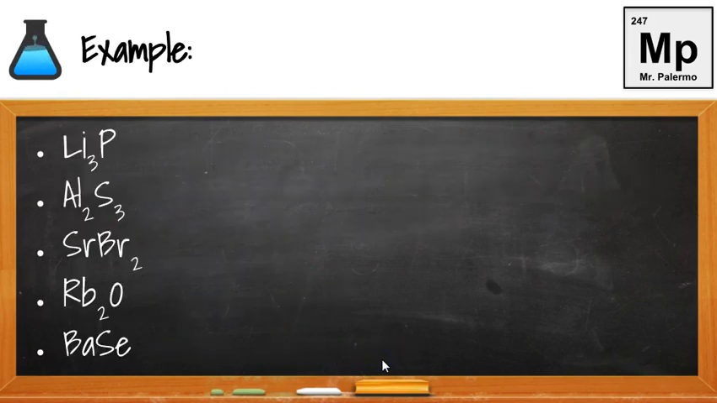So let's see some more examples. I look up Li on the reference table, and that's lithium, so I write lithium, and then we take the first syllable of phosphorus, we get phos, and then we add "ide", so it's lithium phosphide.